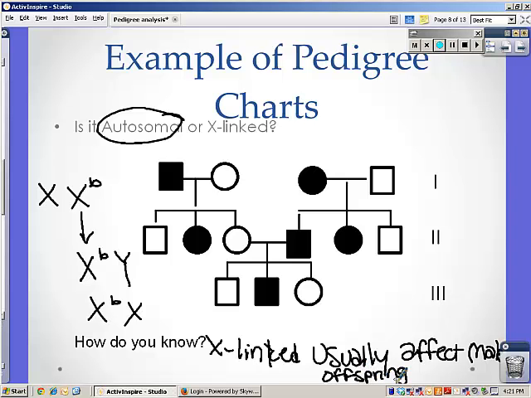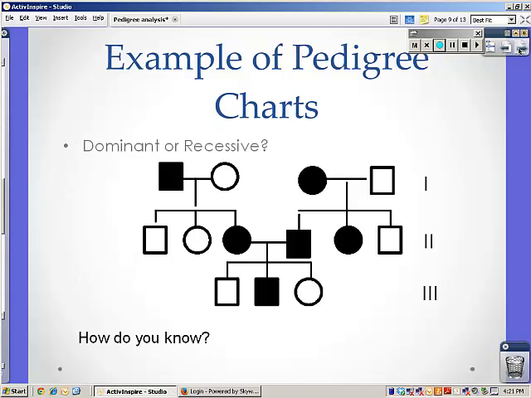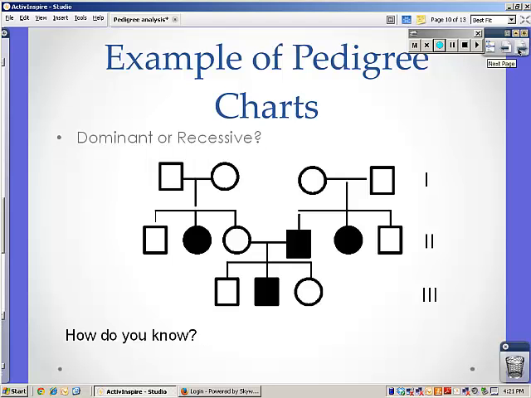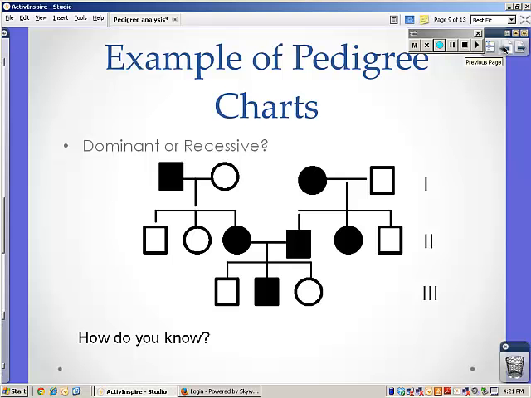All right, now let's look at this again. Let's look at another one. Oh, my bad. One more. Here we go. So this is the same pedigree that we just saw, except my question to you now is not is it X-linked or autosomal. Is this dominant or recessive? Is the pedigree dominant or recessive?